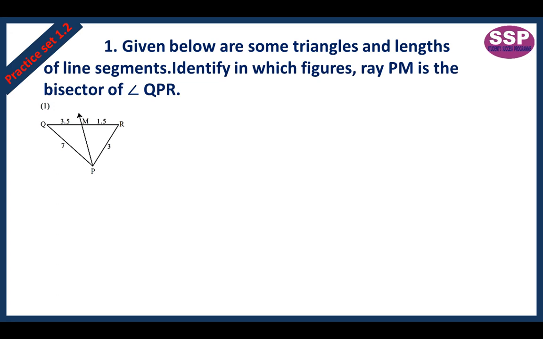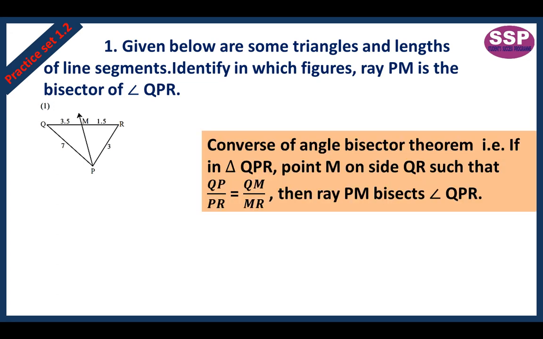Now here we have to identify whether PM is the angle bisector of angle QPR. For this we know a theorem, that is, the converse of the angle bisector theorem. What is that? If in triangle QPR point M is on side QR such that QP upon PR is equal to QM upon MR, then ray PM is the angle bisector of angle QPR. Therefore, we have to solve this problem like this.